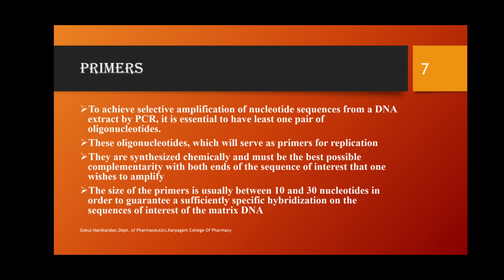PCR primers are very short sequences of nucleotides. They're usually around 10 to 30 nucleotides in length. Primers provide a starting point for DNA synthesis. They also help us choose the exact portion for amplification. Here we use two primers in each PCR reaction.